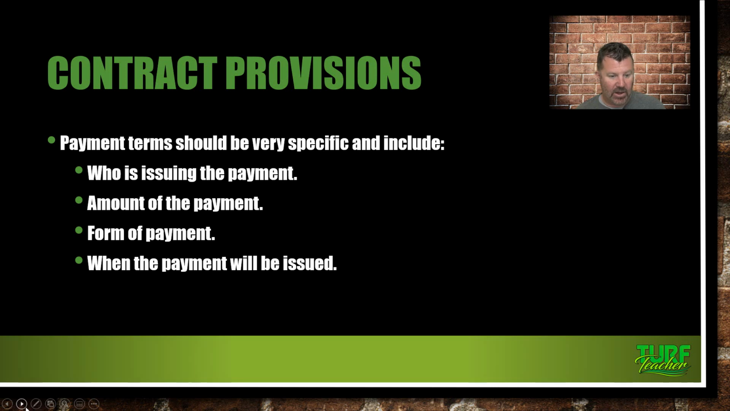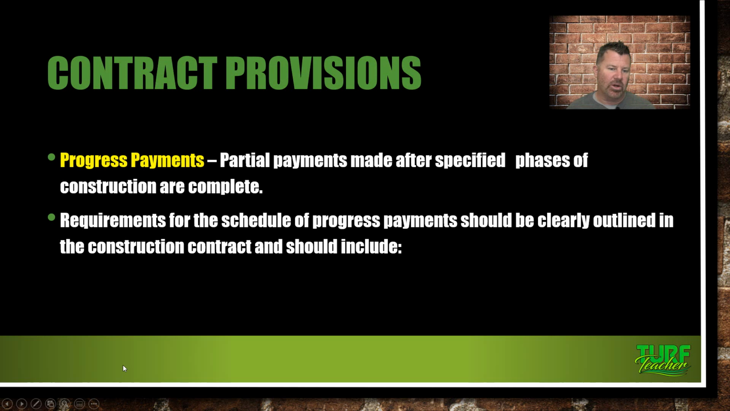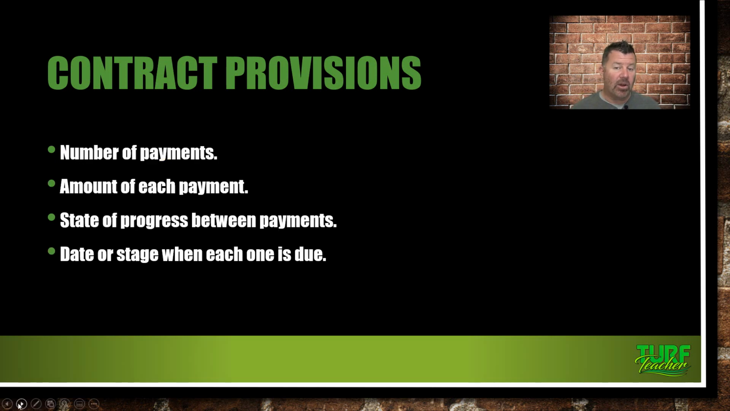Payment terms should be, okay, we just talked about that. Progress payments, partial payments made after specified phases of construction are complete, halfway through, right? Requirements for the scheduled progress payment should be clearly outlined in the construction contract and should include the number of payments, the amount of each payment, the state of progress between the payments, and the date or stage when each one is due. So like I said, you got a month-long project.